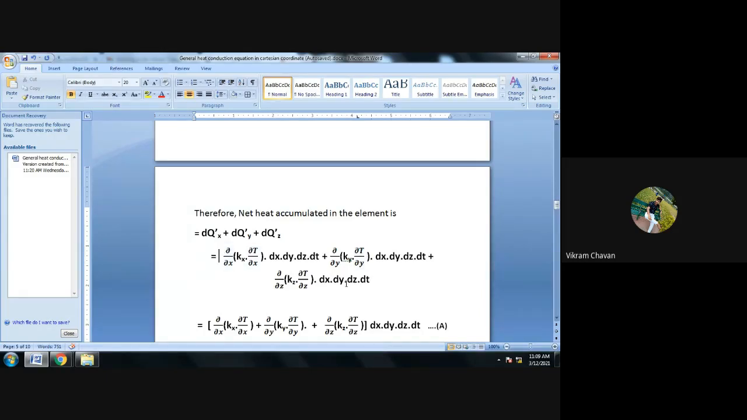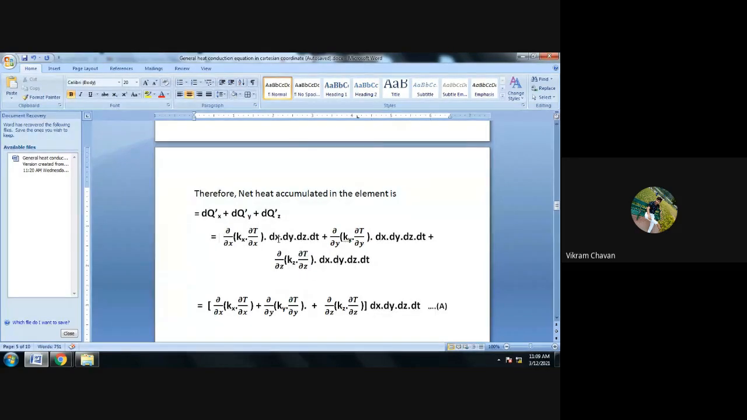We have added these equations, and in the next equation we have taken the common part of these three parts. Which is common in the three parts of the equation? That is dx dy dz dt. So we have taken it outside the bracket, and we have written this equation.